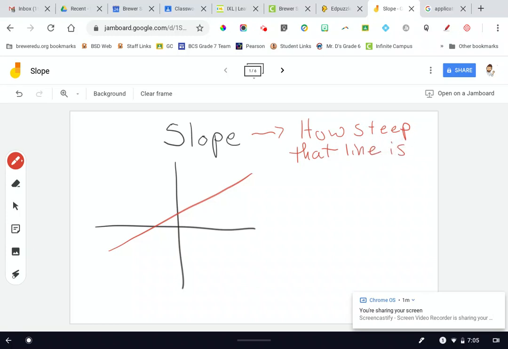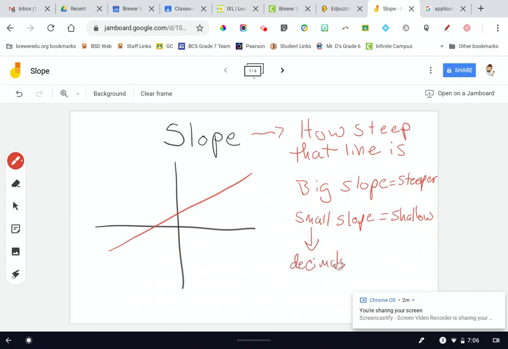Okay? A big slope means a steeper line. A small slope is a shallow line. Okay, and you can go small. It can go into the decimals or the fractions. Okay, you can go pretty tiny. That's how we're talking about shallow.